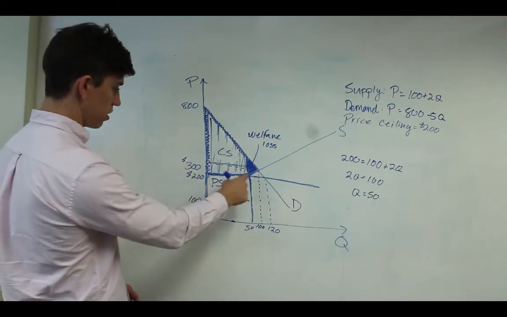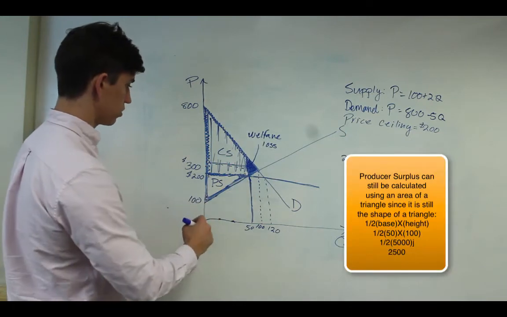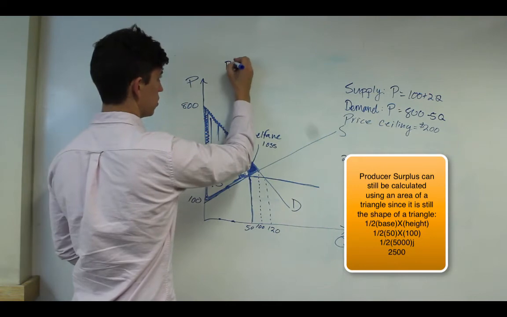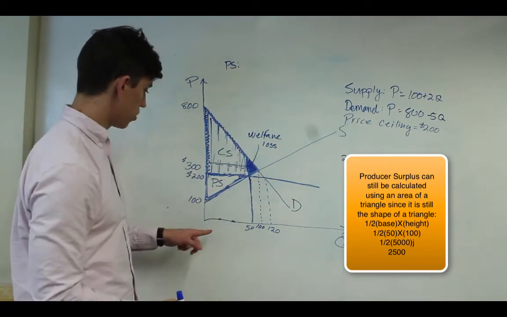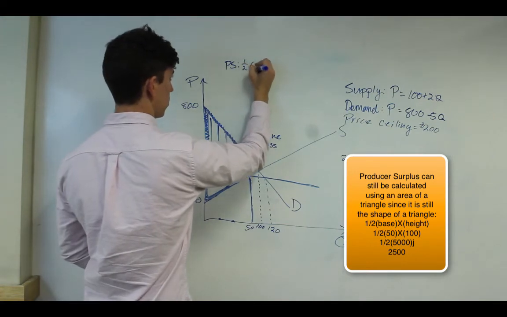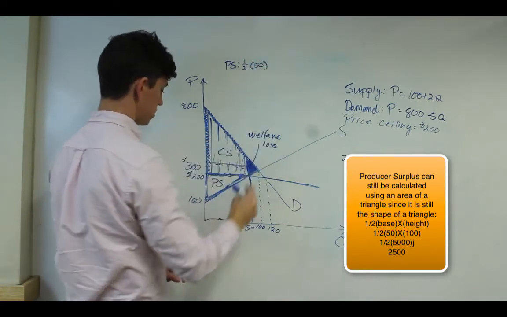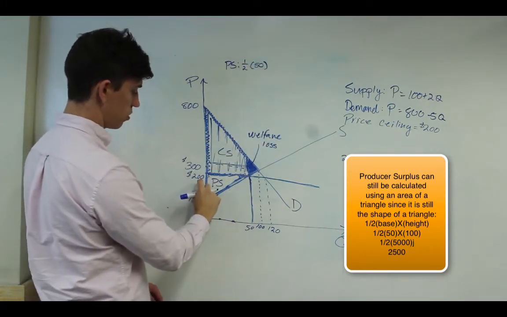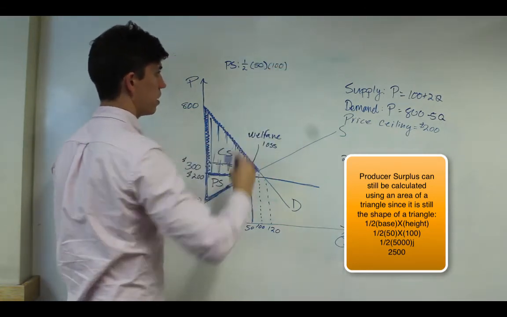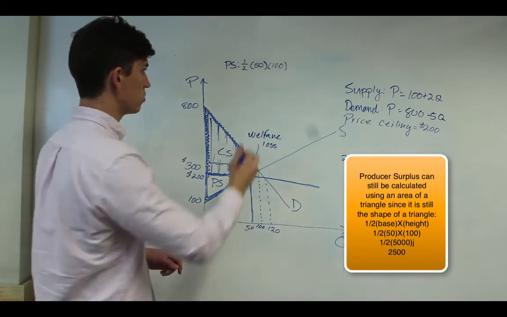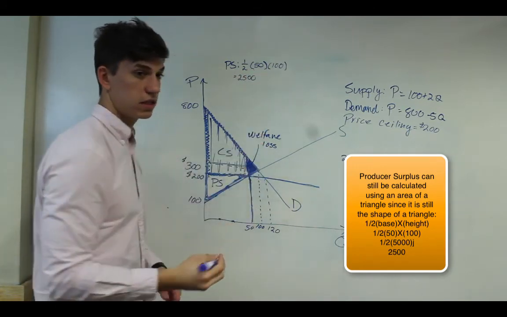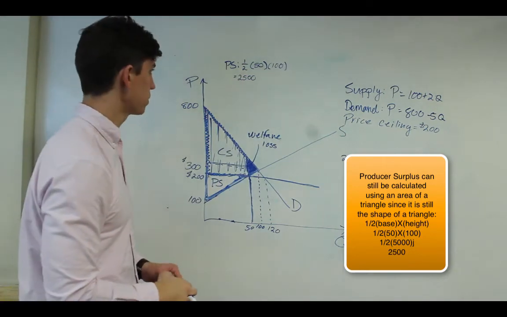This one's just going to be the area of a triangle. So the new producer surplus is going to be 1/2 times our base, which is 50, times height, which is this 200 minus 100, which is 100. Right, so 5,000 divided by 2 is equal to 2,500. That's our new producer surplus. If you remember, that's significantly lower than it was in the previous problem.